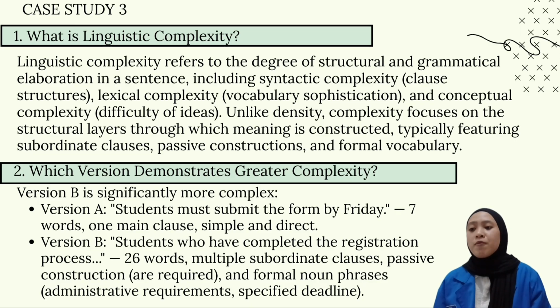The second question is, which version demonstrates greater complexity? Version B is significantly more complex. Version A, students must submit the form by Friday. 7 words, 1 main clause, simple and direct. Version B, students who have completed the registration process. 26 words, multiple subordinate clauses, passive construction, and formal noun phrases. Administrative requirements, a specified deadline.